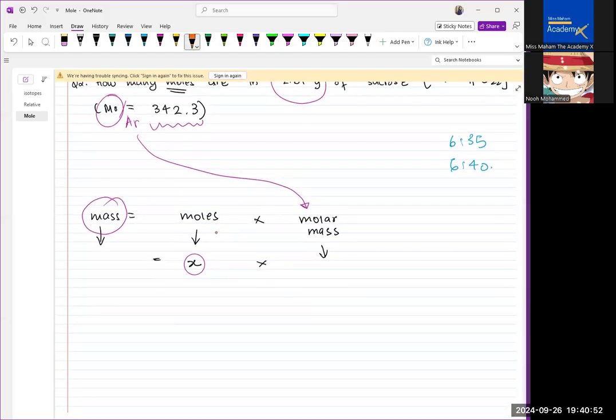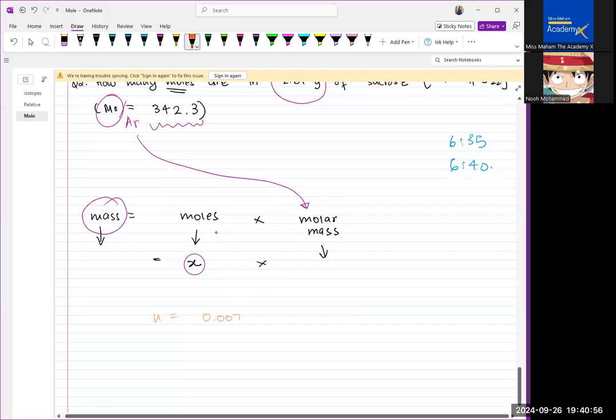0.0077. Perfect. So 0.00771, right? If I convert it to standard form, 1, 2, 3, it's 7.71 times 10 to the power minus 3.